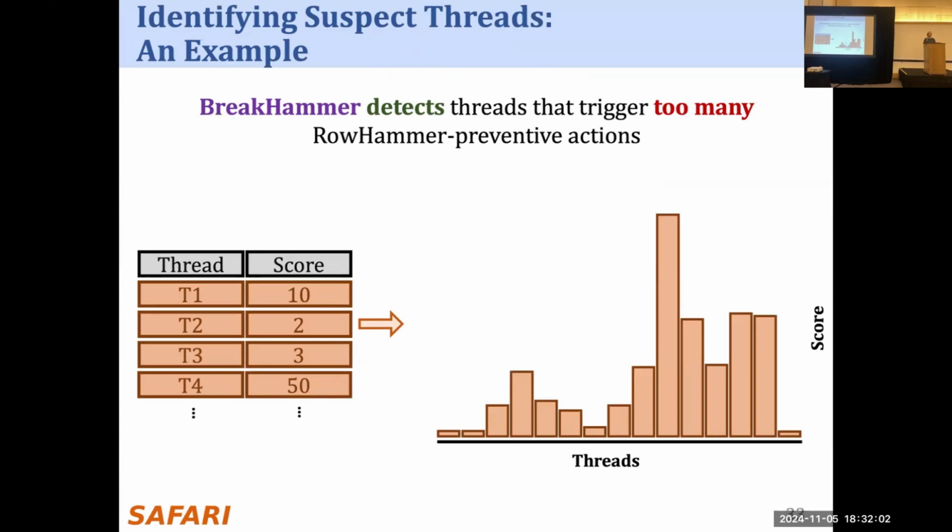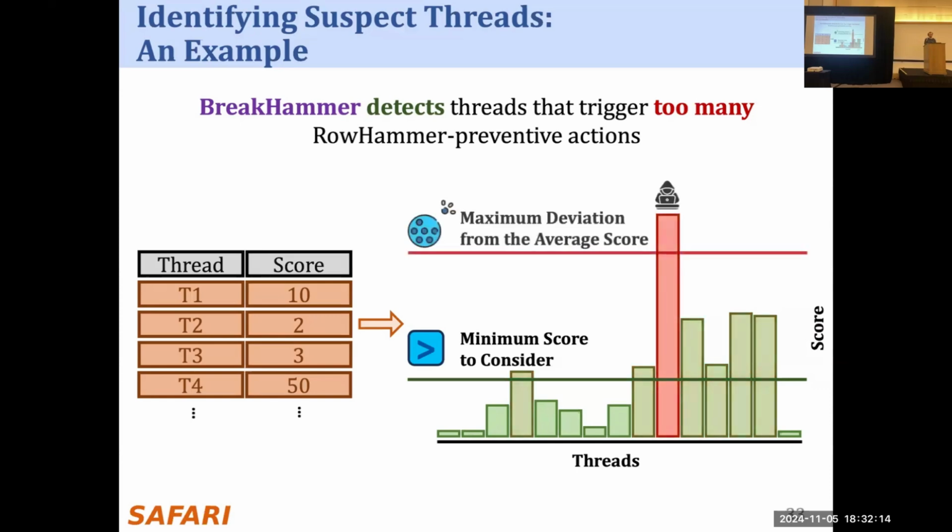BreakHammer detects a suspect thread with two checks. First, BreakHammer checks if the thread score exceeds a minimum score to consider. This allows BreakHammer to protect threads with low memory intensity. Second, BreakHammer checks if a thread score exceeds the average score by a large margin. Doing so allows BreakHammer to detect suspect threads that unfairly reduce DRAM bandwidth availability.